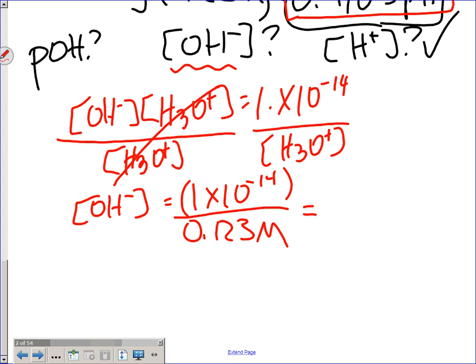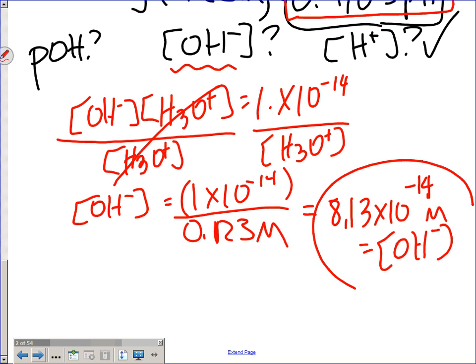When you put parentheses around your numerator there, that should keep your 10 to the negative 14th at the top. When you divide by 0.123, anybody got an answer for me? Can you say it a little louder? 8.13 times 10 to the negative 14th molar. All right, guys, raise your hand or give me a thumbs up if that's a huge number. Not a huge number, right? Teeny, teeny, teeny, tiny. All right, so it's a tiny, tiny number. That's a hydroxide concentration.